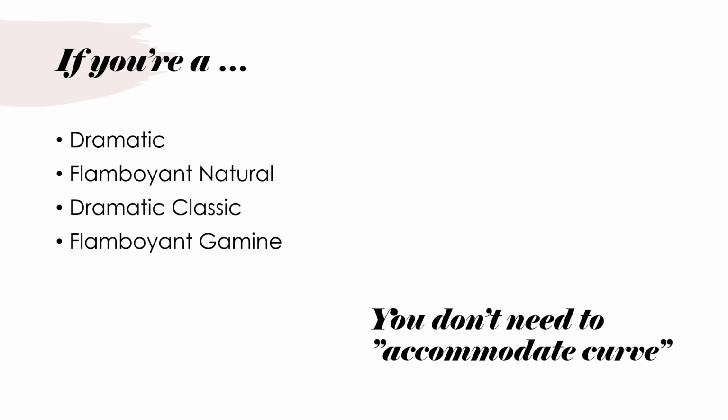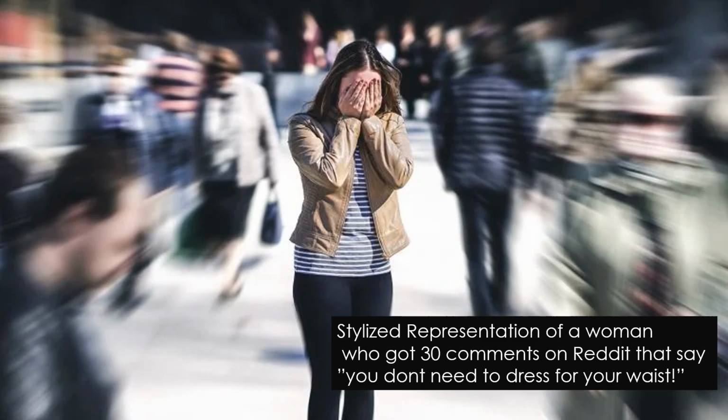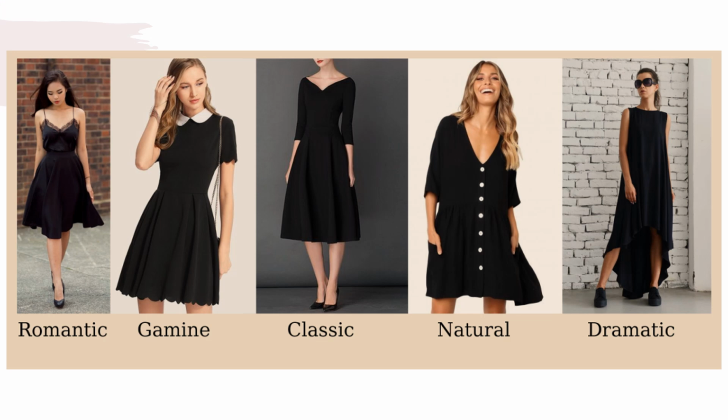So if you are a dramatic, flamboyant natural, dramatic classic, or flamboyant gamine, that means you don't need to explicitly accommodate the curve. And it's natural that one gets kind of a complete panic feeling if you find out that your most probable image ID is not meant to dress for curves, because you're just attached to that concept.